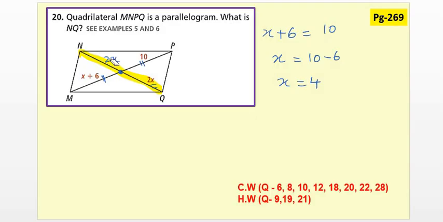If you substitute the value of x here, it will be 2 times 4, and here it will also be 2 times 4. So this one is becoming 8, this one is becoming 8. So what will the total length of NQ be? It will be 8 plus 8, that will be 16. Is that clear?